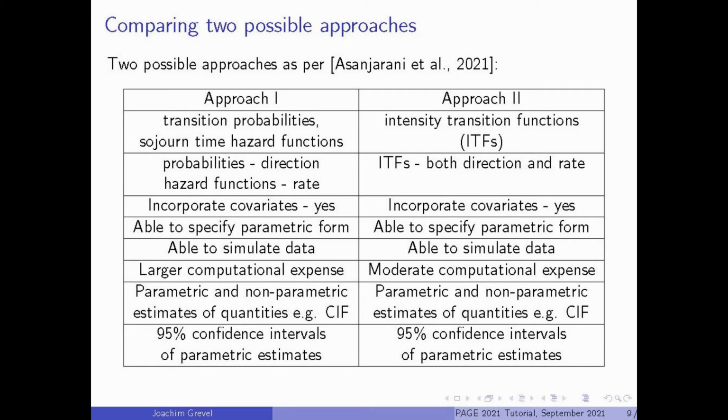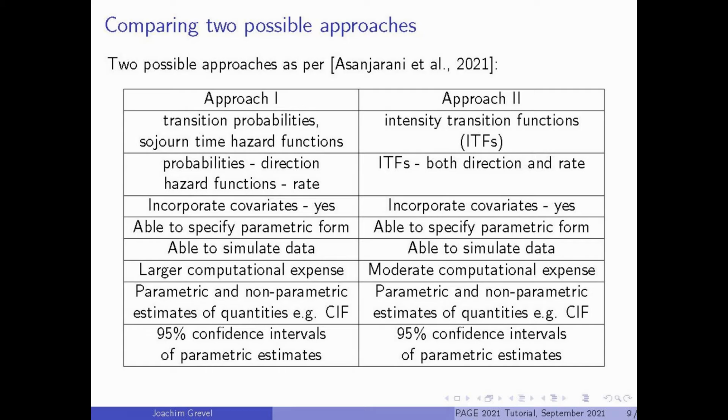We can incorporate covariates. We are able to formulate the entire model in a full parametric form. We are thus able to simulate data. We have, however, a large computational expense. For the quality of fit, we can generate parametric and non-parametric displays such as cumulative incidence functions, and all our estimates, both numerical and graphical, can be produced with 95% confidence intervals.